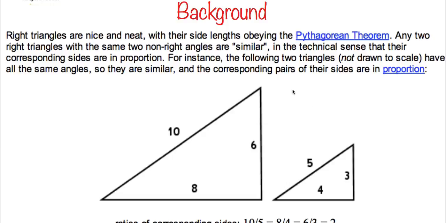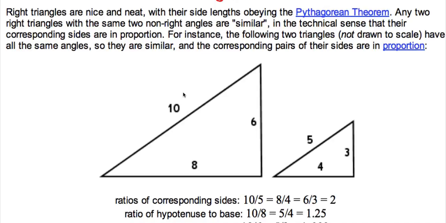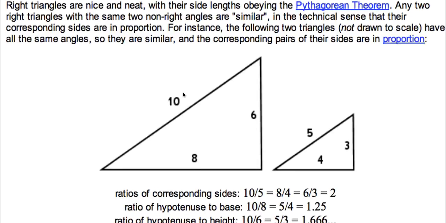We know that. Any two right triangles with the same non-right angles are similar. So in the technical sense, their corresponding sides are also in proportion. For instance, the following two triangles, of course not drawn to scale, have all the same angles, so they are similar and corresponding pairs of their sides are in proportion.